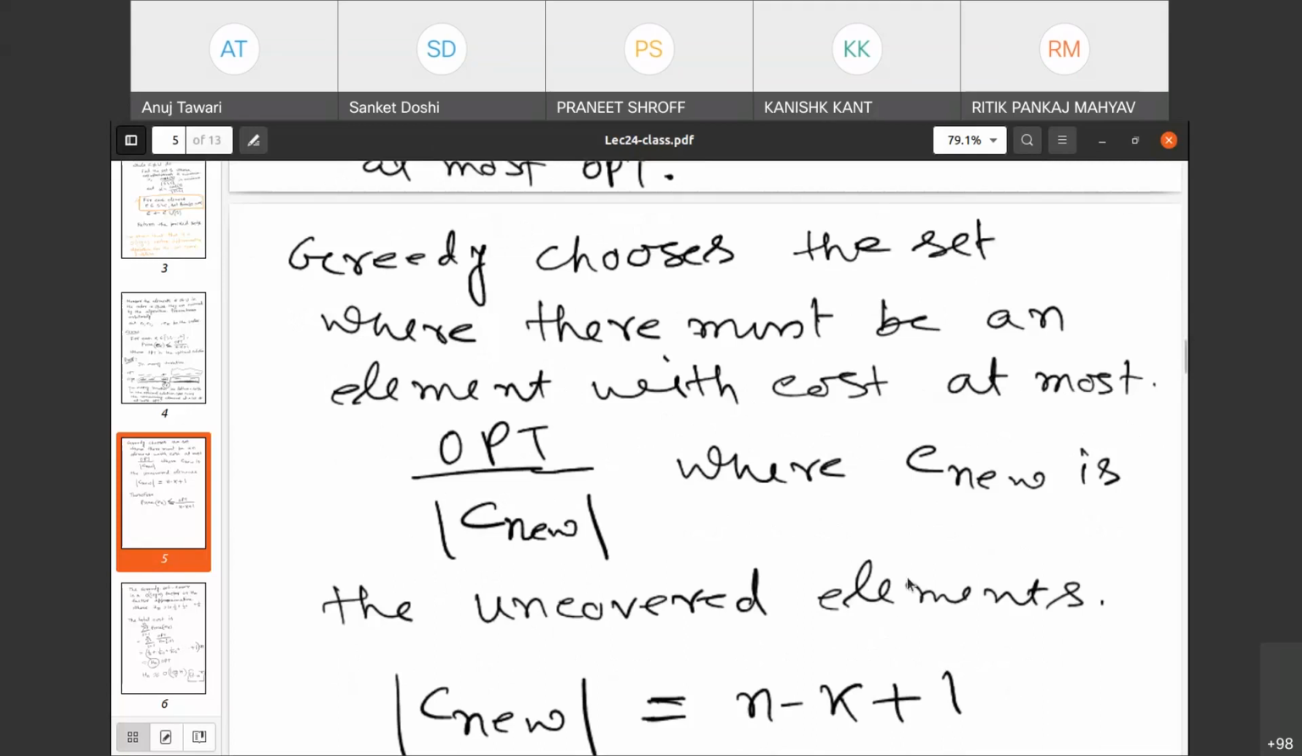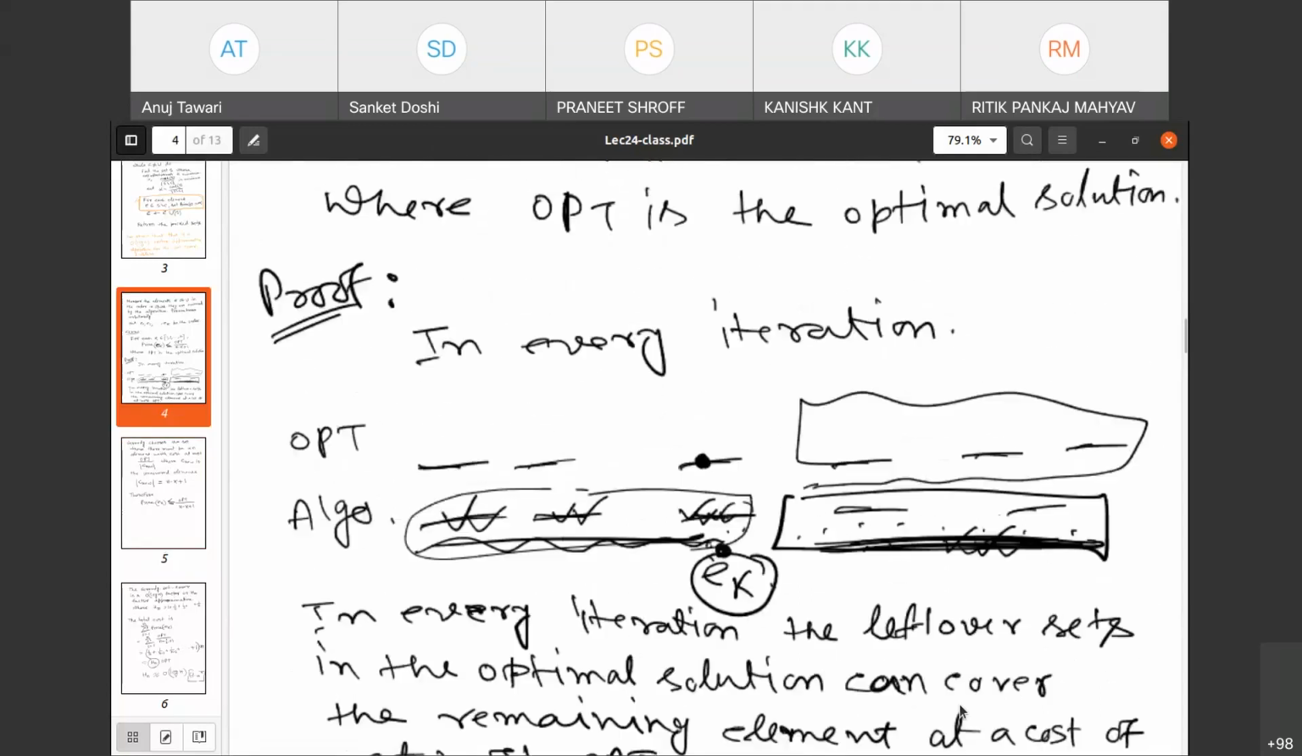And what is the set of uncovered elements? What is the cardinality of the set of uncovered elements? It's just n minus k plus 1, right? Because we have picked k minus 1 sets and we are choosing the kth set, and these k minus 1 sets will cover at least k minus 1 elements. If you assume that each set is just covering one new element every time, then it is covering just k minus 1 elements, and in that case we still need to cover n minus k plus 1 elements.